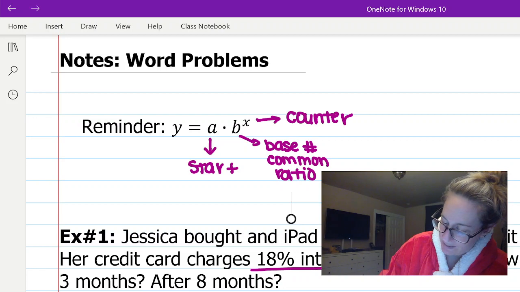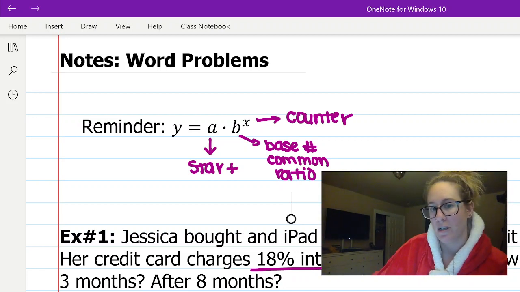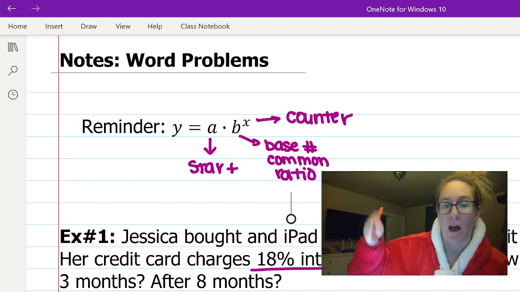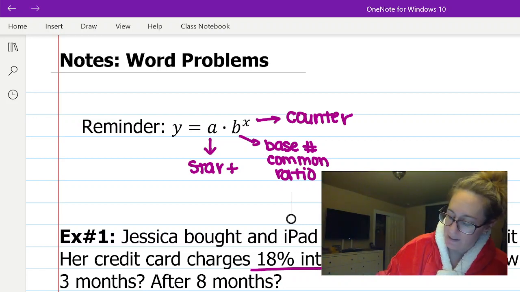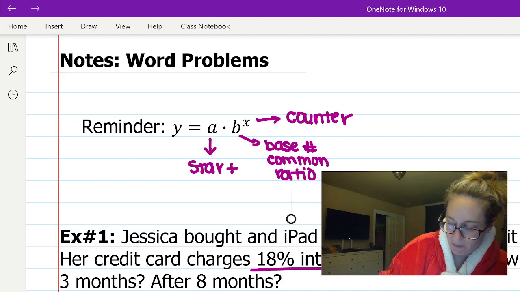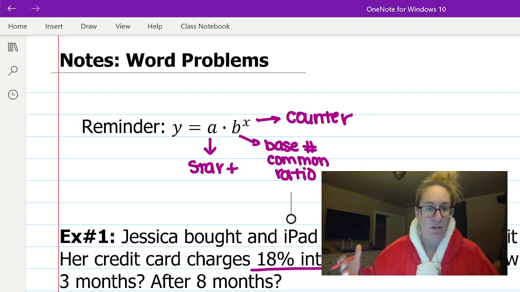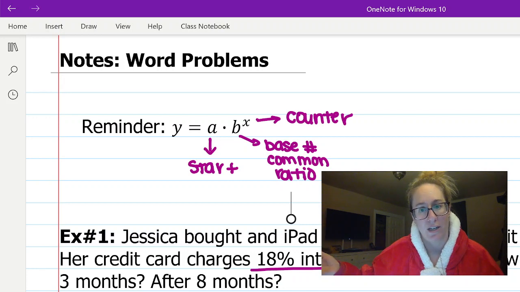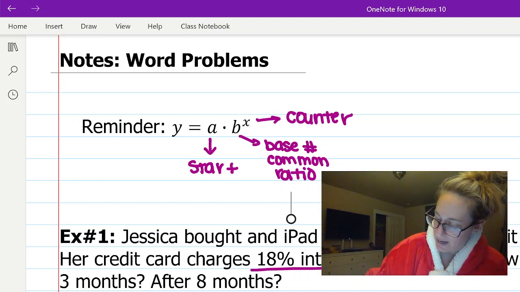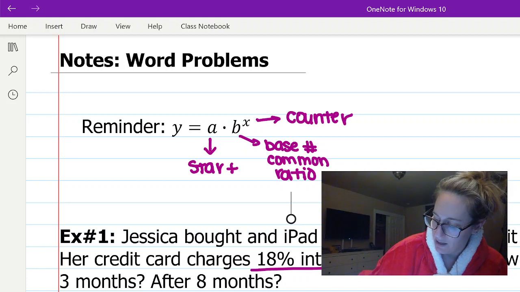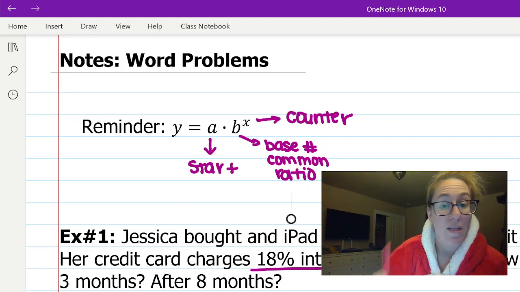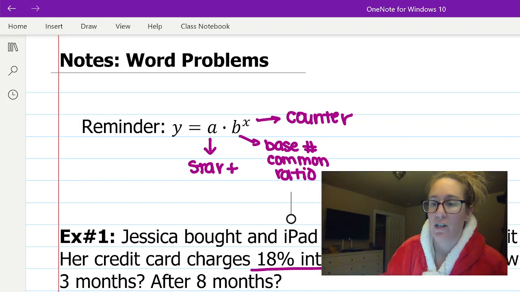Now x isn't necessarily going to have a value when we're making our generic equation, but we do want to take note of what our counter is. What are we going up by? For this problem, we're being charged that interest every month. So x is going to be the months that go by. At month 0, we're at $600. Month 1, we'll then apply that first interest. Putting this all together, the equation looks like this: y equals 600 times 1.18 to the power of x. Cool, there's our equation. Now we can use that equation to answer the next questions.